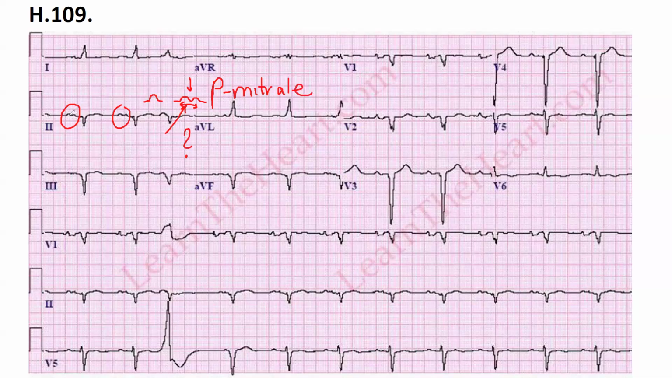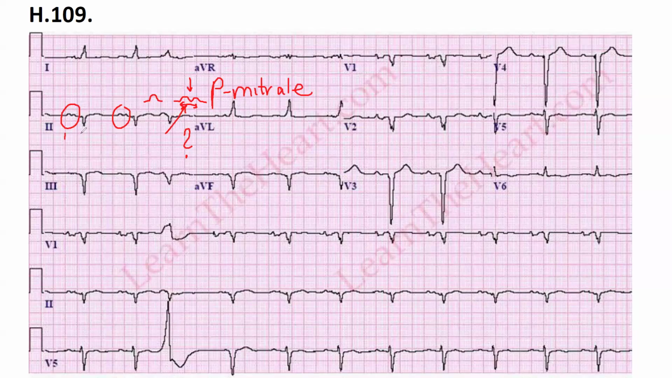P mitrale, or left atrial hypertrophy. Okay? Now, that fits into the picture because of that notching. If you have any notch in the P wave, you can assume that this is P mitrale, or we do have a left atrial hypertrophy. Okay. Next one, go for the PR interval.